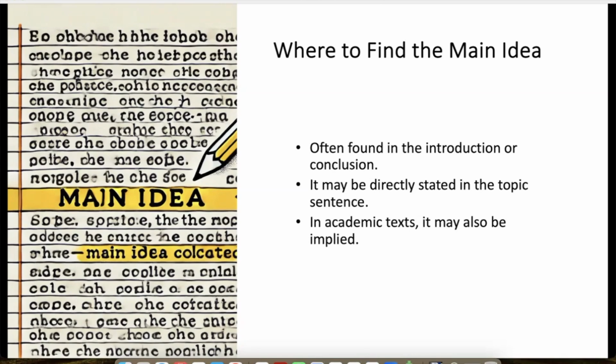That means you're lucky. If the main idea is stated in the topic sentence, it's easy for you to identify because it is explicitly, clearly mentioned. But sometimes that's not the case. Sometimes it is implied. What does implied mean? Not clearly, not directly stated or mentioned in the topic sentence.